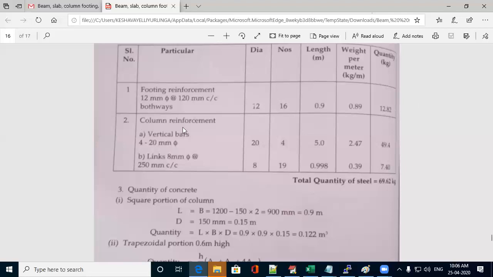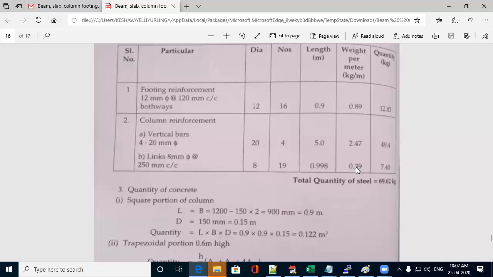Coming to the column reinforcement, there are 4 numbers of 20 mm diameter bars. Length we have calculated to be 5 meter. Weight is this, and you will get the quantity. Links we have worked out to be 19 numbers. Diameter which is given is 8 mm bar. Length of each we have worked out to be 0.998. Weight per meter we will get 0.39, and the quantity comes to 7.4.